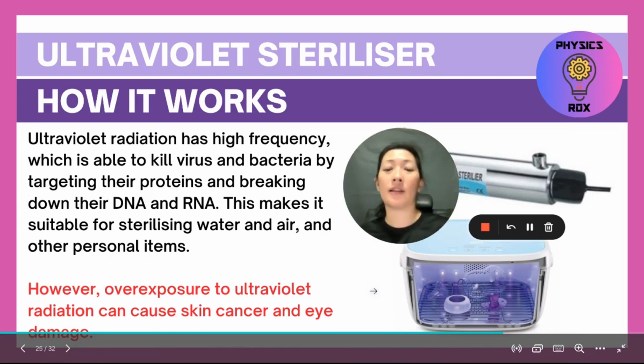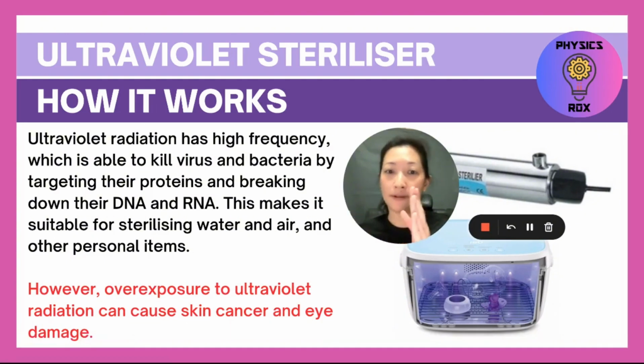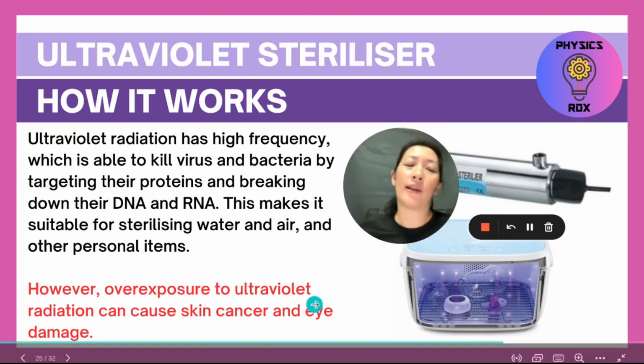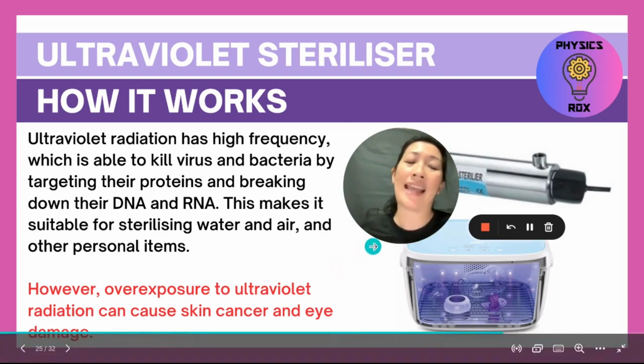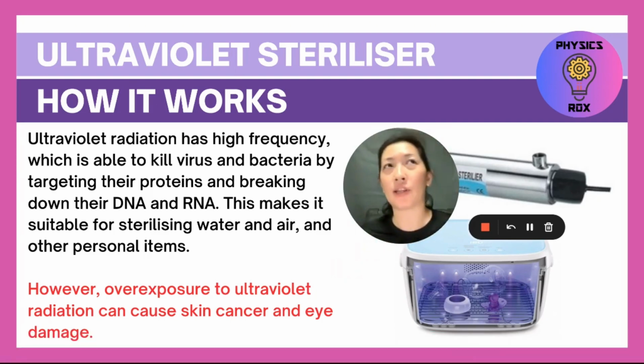But because they can kill cells, they can also kill normal, healthy living cells, right? So that's why overexposure to ultraviolet radiation can cause skin cancer and eye damage. People who love to suntan or go to the tanning beds, UV is what makes the skin color turn dark. So yes, for skin tanning you need to expose yourself to ultraviolet rays, but overexposure can also cause skin damage and skin cancer. So a word of warning.